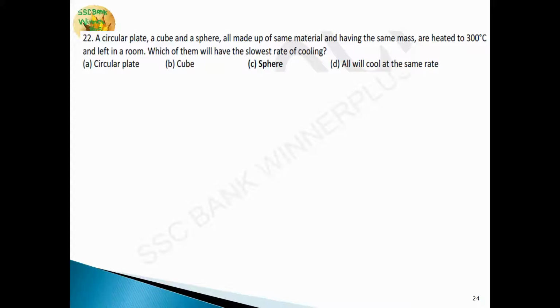and here the sphere, cube and plate may have the same volume, but they have different surface areas. The plate has the maximum surface area, so the plate will cool first. The sphere has the lowest surface area, so it has the slowest rate of cooling. So the answer is option C, sphere.